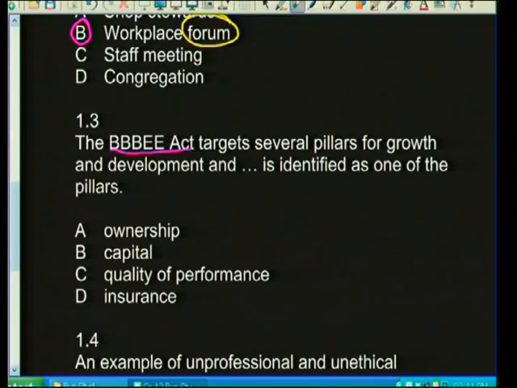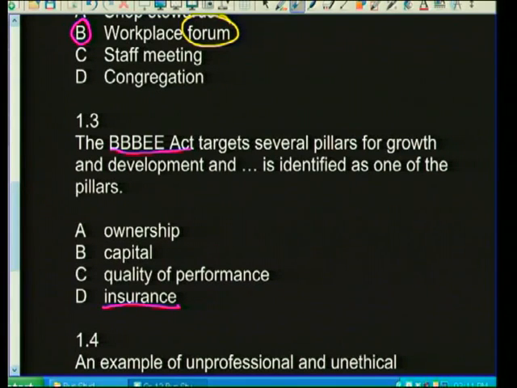The 2 main pillars are really to transfer ownership and management. So it's there to get more black people into senior management positions, but also to transfer ownership to the majority of the population. Right, so now let's look at our possible answers. We've got A, ownership, B, capital, C, quality of performance, and D, insurance. Now you can see insurance has got nothing to do with that.